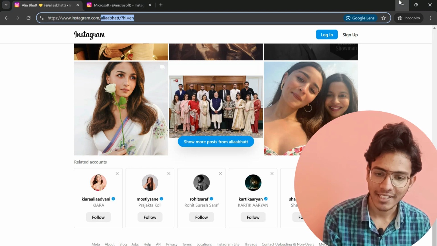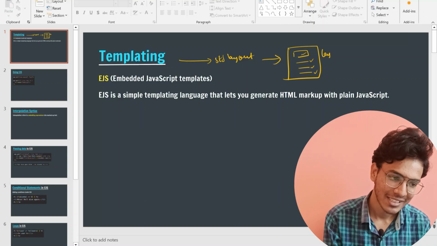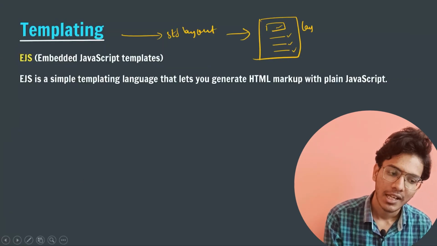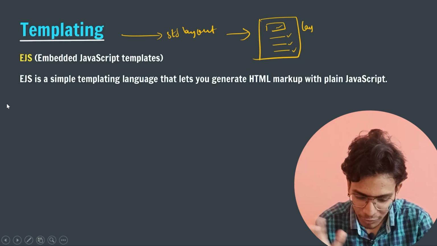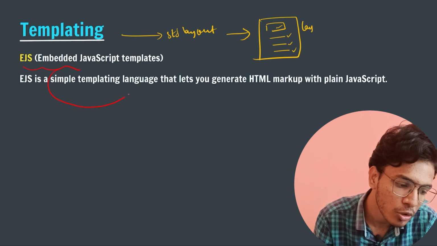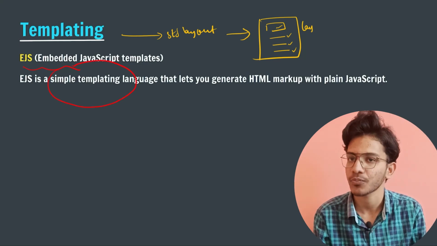So let us begin our lecture, and the technology we are going to use here is EJS. The full form of EJS is embedded JavaScript, and this is used to create a simple templating language, right?